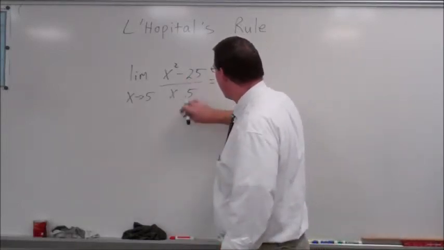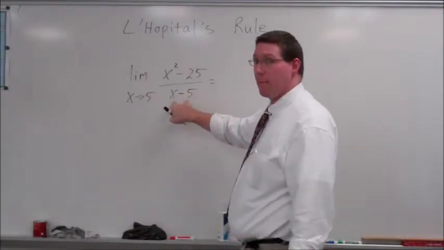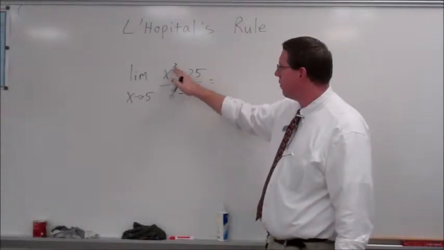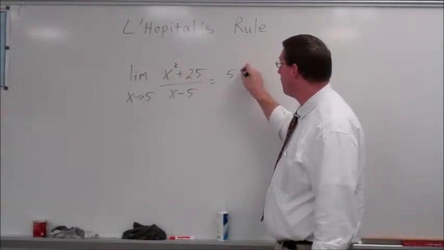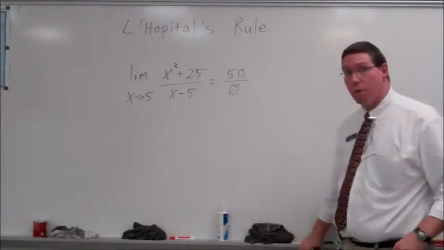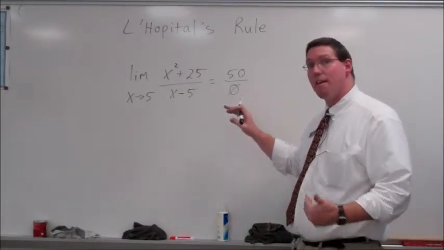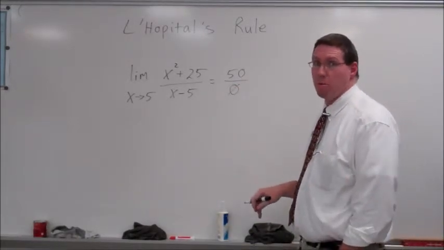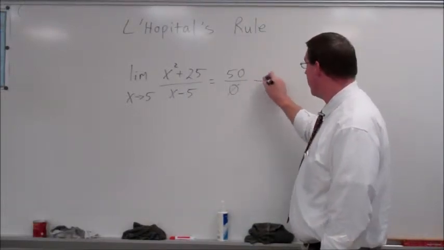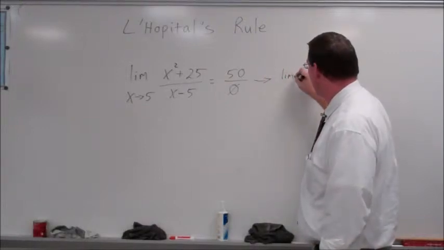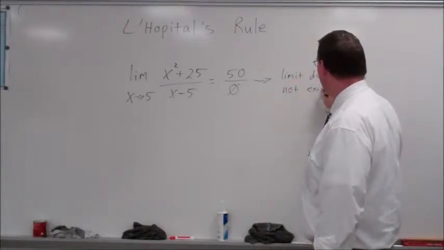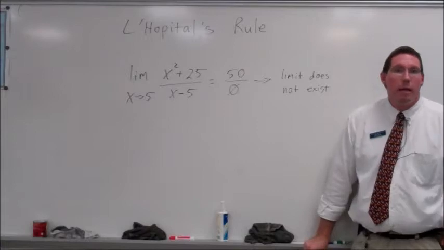Okay, similarly, let's say that we had, putting this back to x minus 5, let's say the numerator was x squared plus 25. If we plug 5 in, we get 5 squared is 25 plus 25 is 50 over 5 minus 5 is 0. Now, this is not an indeterminate form. This indicates that there is a vertical asymptote at x equals 5. This gives us an answer, and it indicates that the limit does not exist. Okay? There is no limit. It is not an indeterminate form. There is no limit.